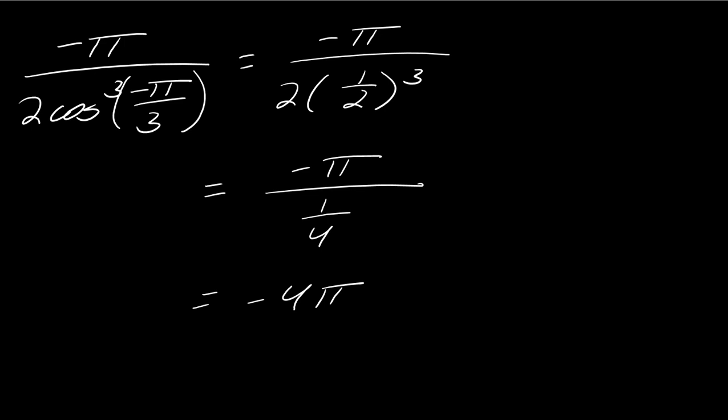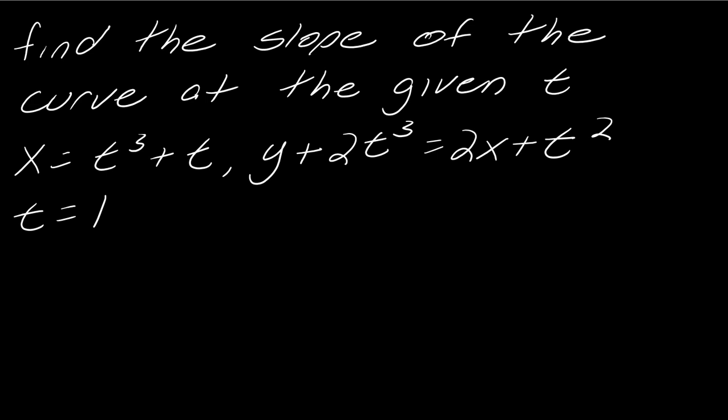Okay, so that might take a little bit of time. So now let's do a similar question. However, let's change it up a little bit. So now I want to find the slope of the curve at the given t. So I'm going to have x equals t cubed plus t. And then my second equation is y plus 2t cubed equals tx plus t squared. And I want to evaluate this at t equals 1.